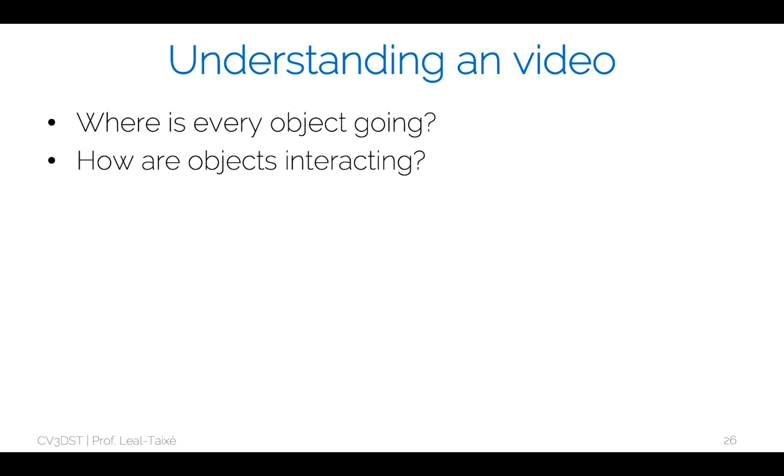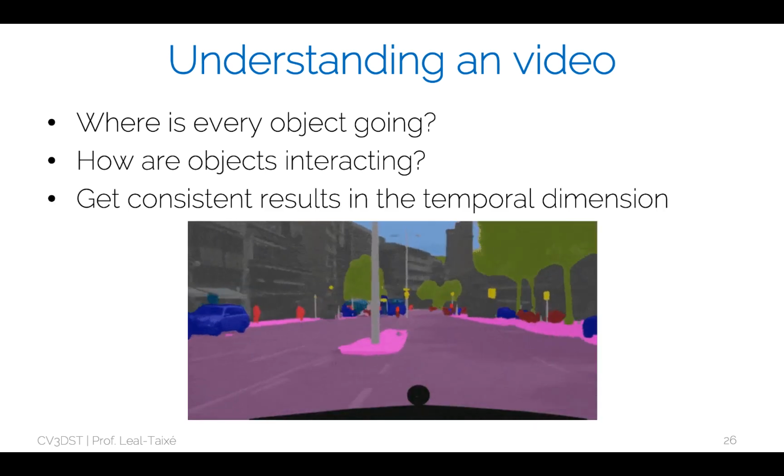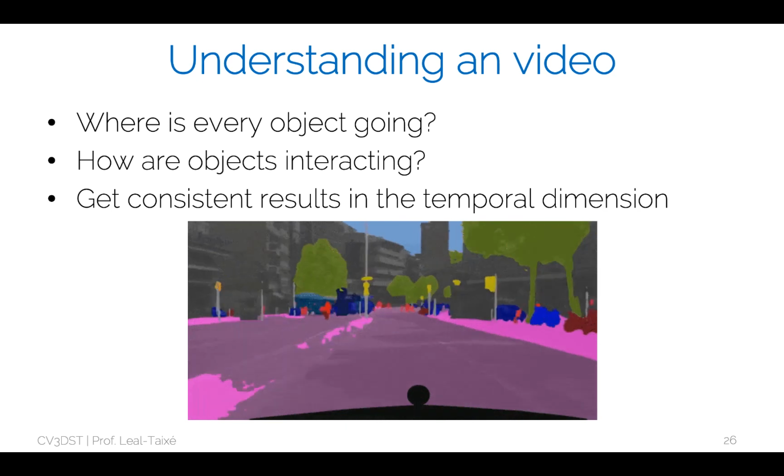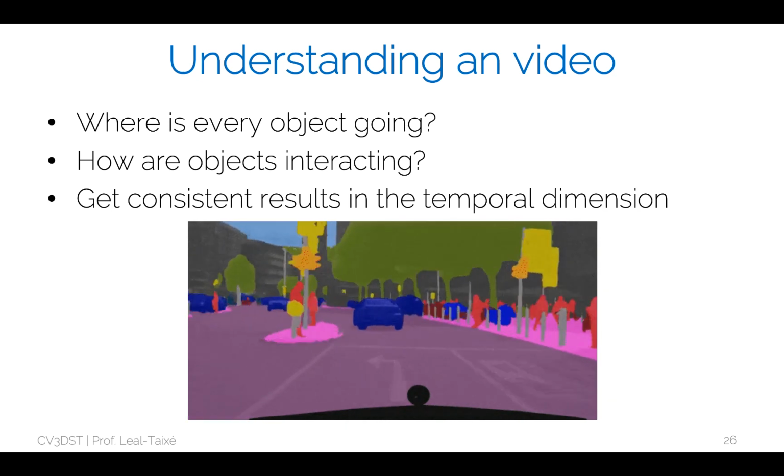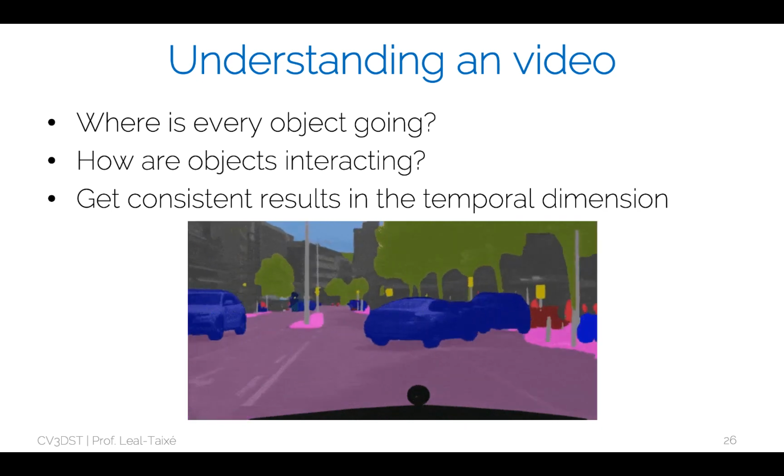So we want to understand where every object is going. We want to also understand how they're interacting and trying to predict the future trajectories, right? This is super important for autonomous driving. And at the same time, we want to get detection, segmentation, semantic results which are consistent in the temporal domain. So this is something that we'll also talk about.